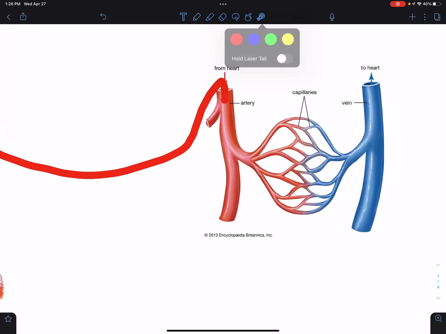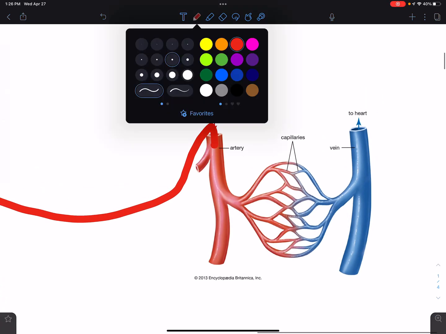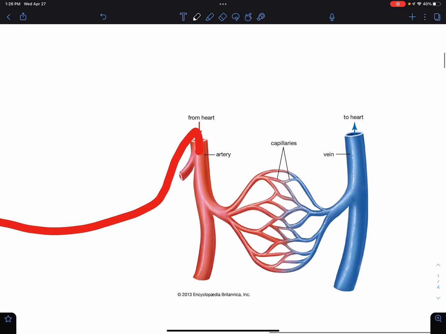Here we have oxygen-rich blood and CO2-poor blood, which is going to give up its oxygen. So once again, we have simple diffusion.